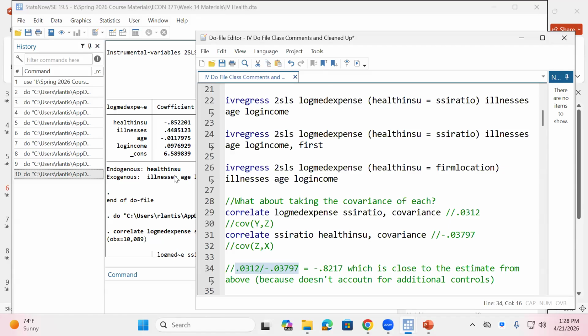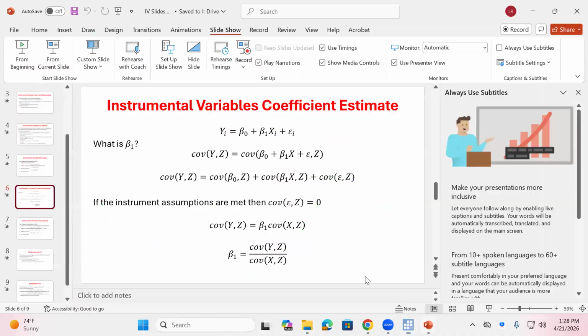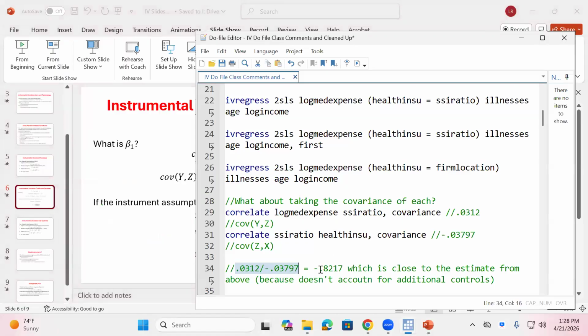Well, I might ask you to do that on the exam. If I give you these covariance matrices, you know that the estimate you see from your second stage should simply be the covariance of your Y variable and the instrument over the covariance of your X variable and the instrument. But the rounding might cause slight differences here. Any questions before I keep pushing this a little bit further?